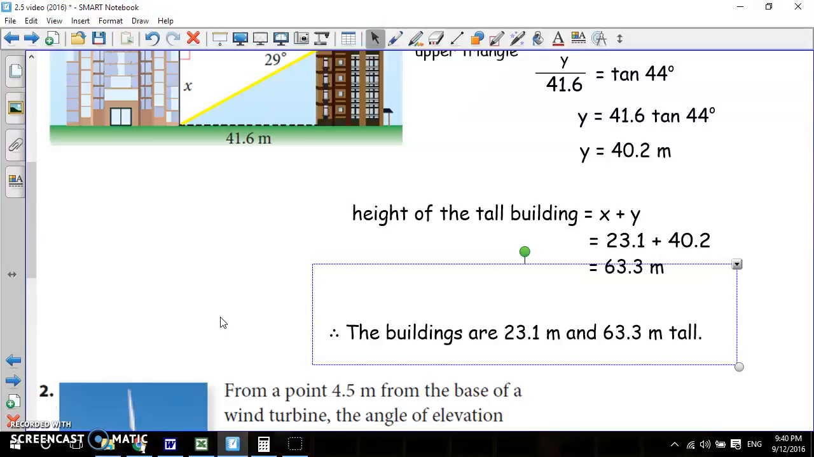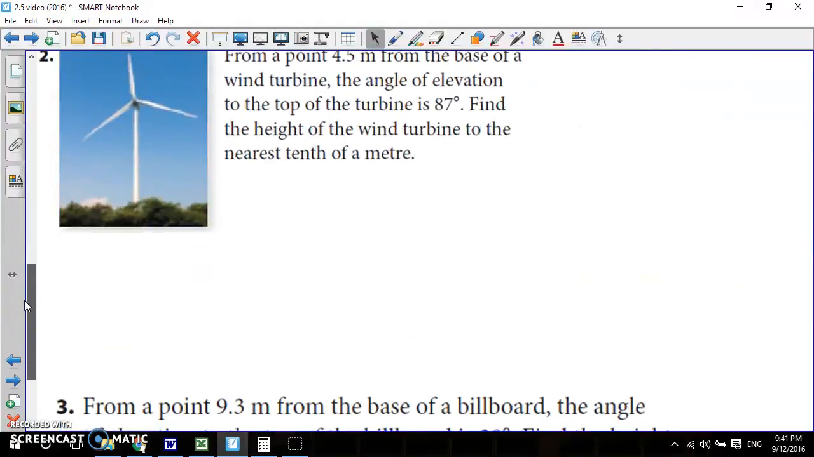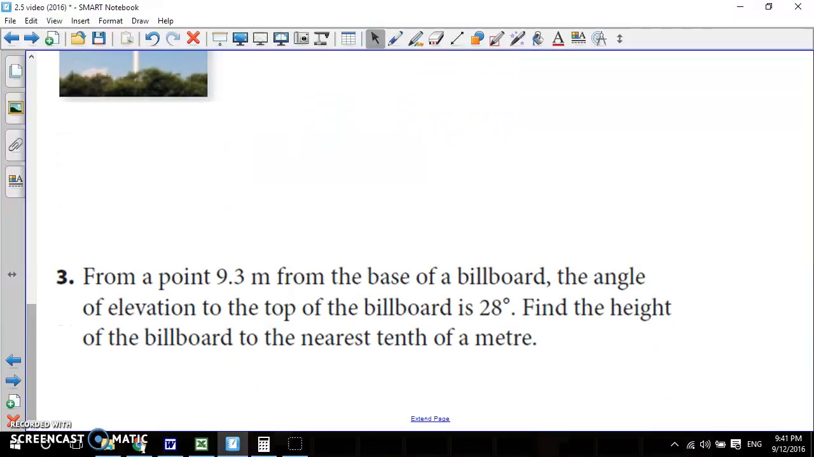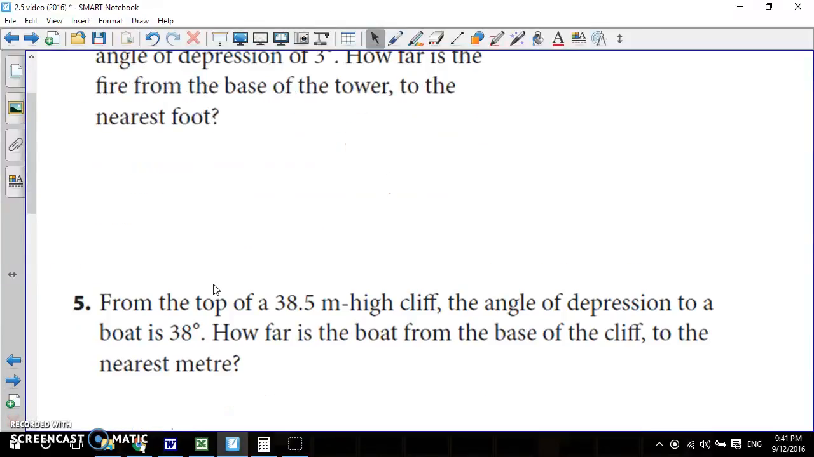So this is the end of the two examples that I would like to show you. For the rest of the period, work on the questions found on page 42 and 43. Make sure you draw a diagram before you proceed to do any calculations.